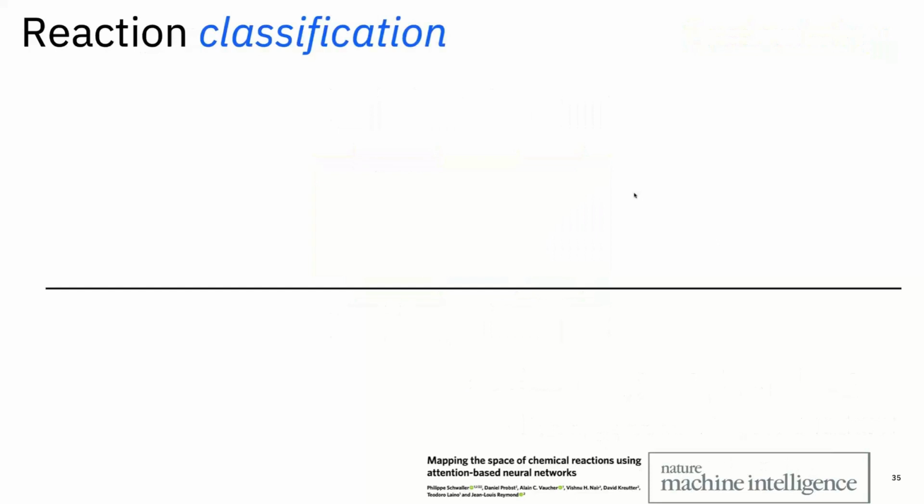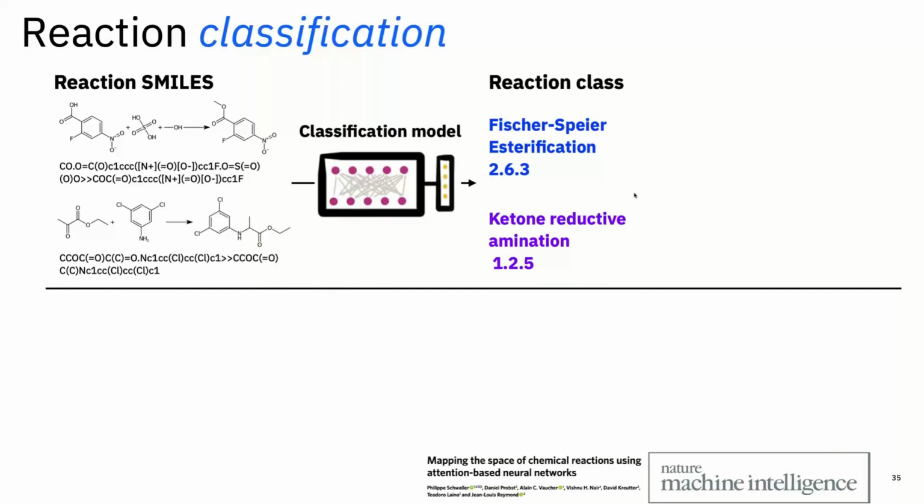Then we can train it on a specific task, like reaction classification. In reaction classification, what we use is data from NextMove Software, from the Pistachio database, and we try to predict the corresponding reaction class, so name reactions, given the reaction SMILES as an input. And on their data, we could be more or less 98% accurate.